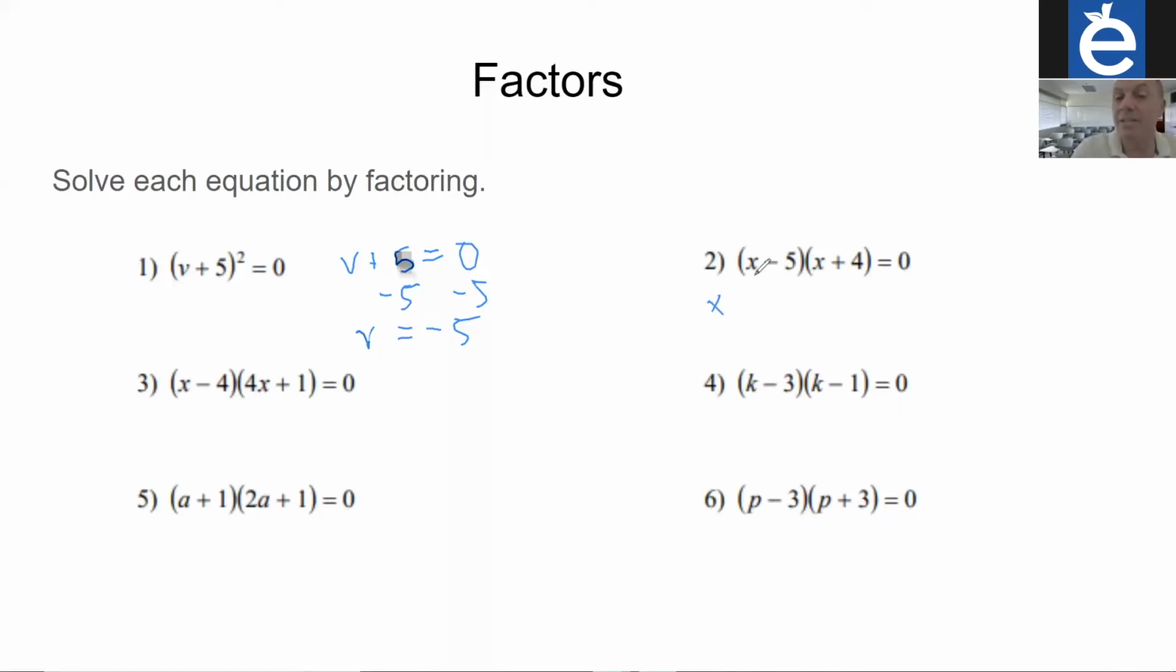Again, x minus 5 is a factor, as is x plus 4. So x minus 5 would equal 0, and x plus 4 could equal 0. Solve them individually. I'm adding 5 to both sides here, so x is 5. Here I'm going to subtract 4, so x is negative 4. Those are the solutions.